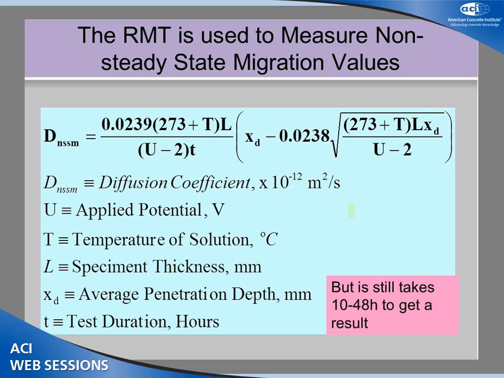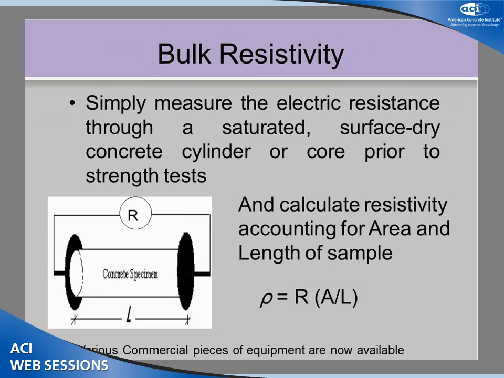You average that ingress, and you can fit that to a non-steady state diffusion equation and actually get a diffusion coefficient out of this. This test is being used, I think, as a spec limit on the new bridge going between Germany and Denmark as a quality control test. But it still takes in the order of 10 to 48 hours to do this test. So it's still not an easy test. It's relatively simple to prepare, but it still takes time.